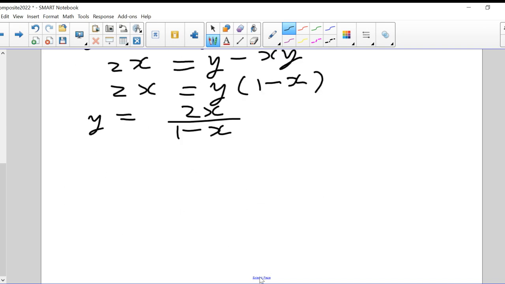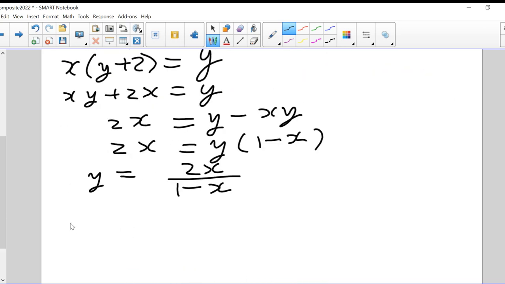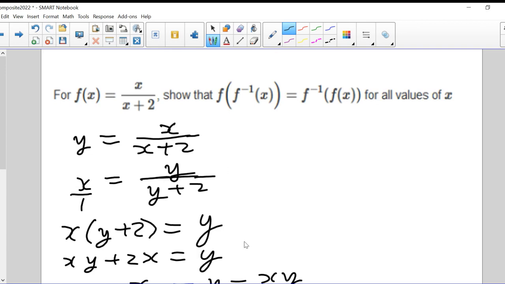I know that took a little bit of work. Let's write that down. The original function was an f function, I think. Yeah, f. So my f to the minus 1 of x is equal to 2x over 1 minus x. That's my inverse function. Now, let me remind you what an inverse function actually does. We go back to my original function for a minute here. My original function was x over x plus 2.